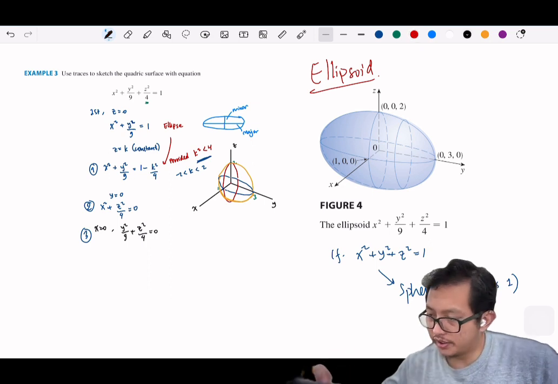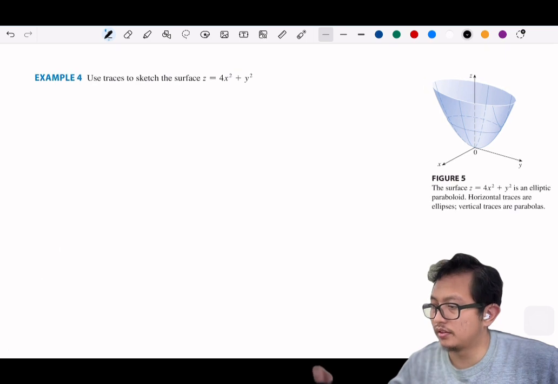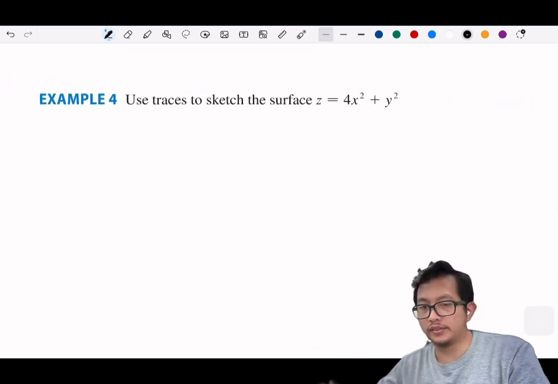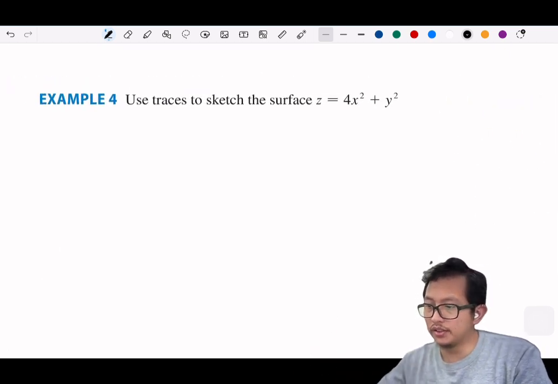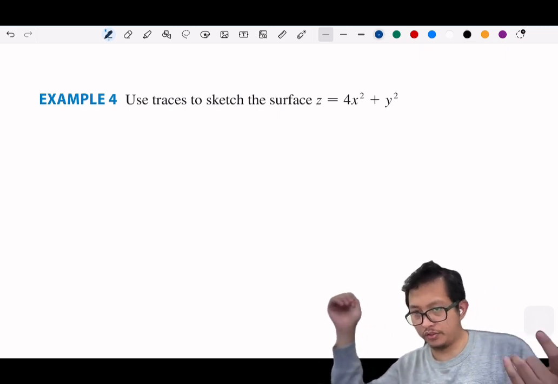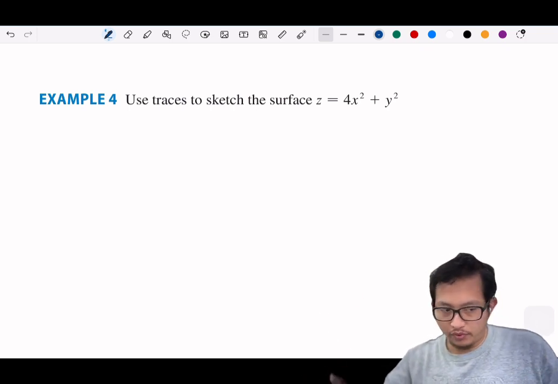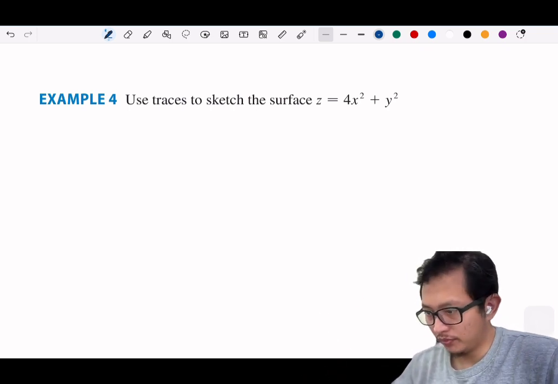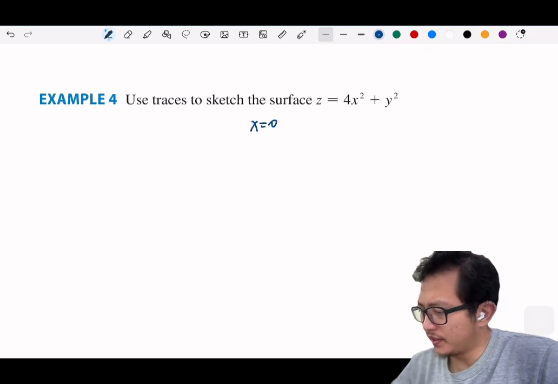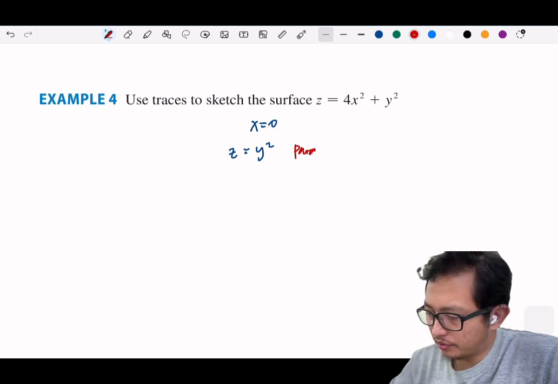Okay, first ellipsoid. Let me write. Done. Then the second example. Let's go. We have z equal 4x squared plus y squared. Now this is very similar to what we have in the ellipsoid. We could make one of these variables 0. So first maybe taking x equals 0. So we have z equal y squared, which is a parabola, right?